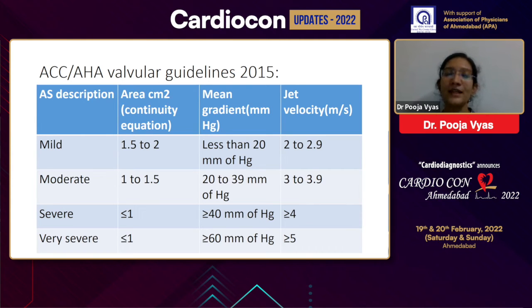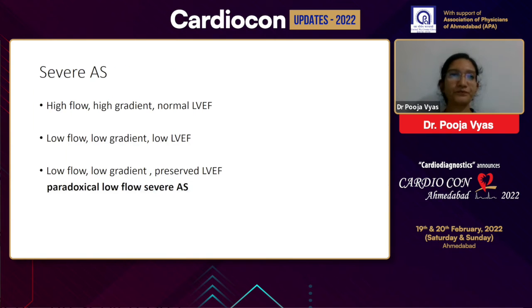And very severe AS has a valve area of less than 1 centimeter square, but the gradient here is even higher, more than 60 millimeters of mercury, and the peak velocity is more than or equal to 5 meters per second.